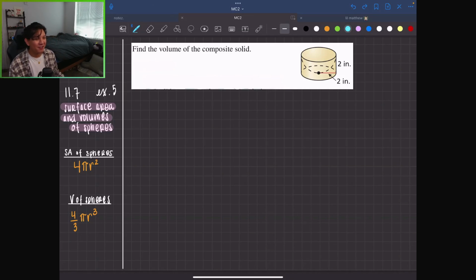All right, last one forever. Find the volume of the composite solid. So let's go ahead and dissect what this figure looks like first.